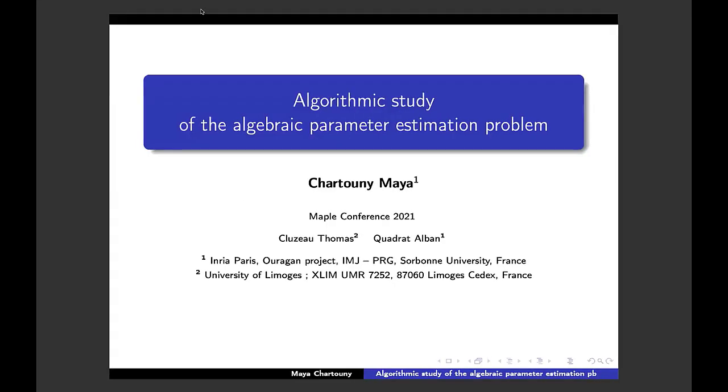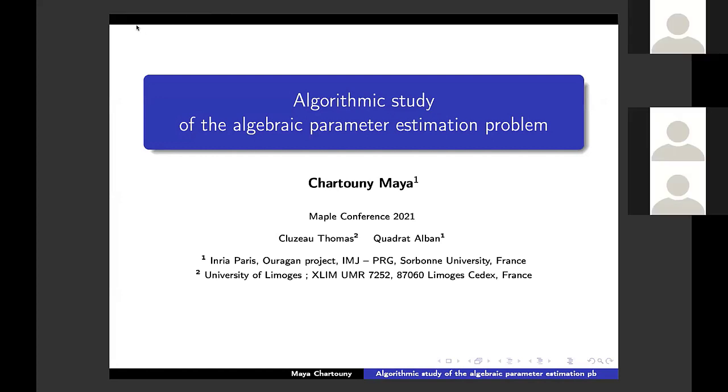And for our next presentation, we have the pleasure of having Maya Chartouny from France, of the INRIA Research Institute, speaking on an algorithmic approach to the algebraic parameter estimation problem. Welcome, Maya. Hello, everyone. My name is Maya Chartouny, and with Thomas Cluzot and Alban Quadrat, we worked on the algorithmic study of the algebraic parameter estimation problem.